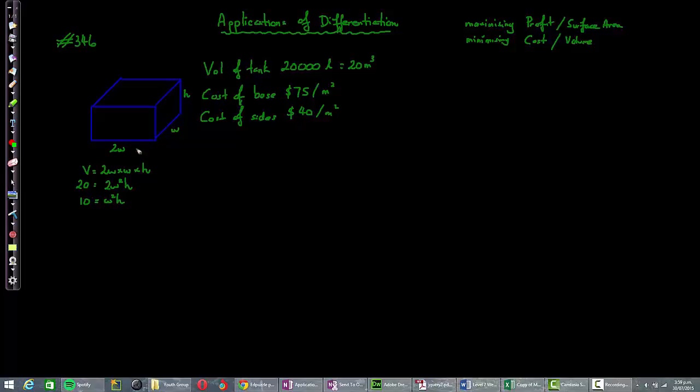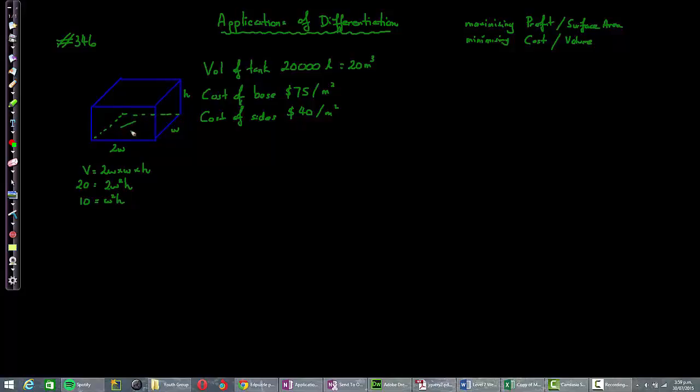Right, that's just taking the information that we're given and something about the volume here. Now, what else are we told? We're told the base is going to cost $75 per meter squared to make. So where's the base? Well, I'm just going to try and draw that in roughly here.